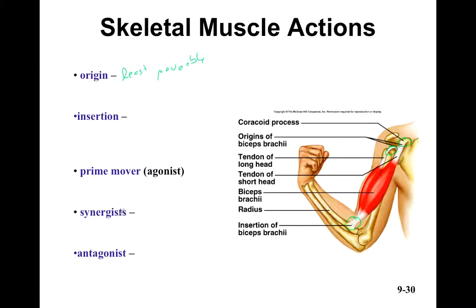Prime mover is the muscle that's primarily responsible for the movement. So this is the one doing most of the work of the movement. Synergists are simply assisting the prime mover. And the antagonist is the muscle that does the opposite movement. For example, the biceps brachii does flexion at the elbow, and the triceps brachii does extension at the elbow. So the triceps is the antagonist of the biceps in that particular movement. All right, stop here and we'll start another part.